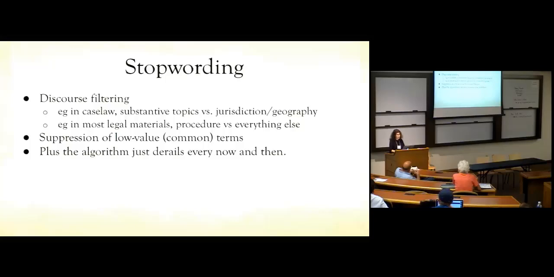There are a lot of common terms that may not be immediately apparent, especially in a general purpose stop word list, but that once you start to look at what the model is coming up with, you realize don't provide any additional information. So if you're doing a model that is just for the Code of Federal Regulations, you are likely to want to suppress terms that are associated with just the Code of Federal Regulations, like CFR or other things like that. And then we have this item under the algorithm just derails every now and then.